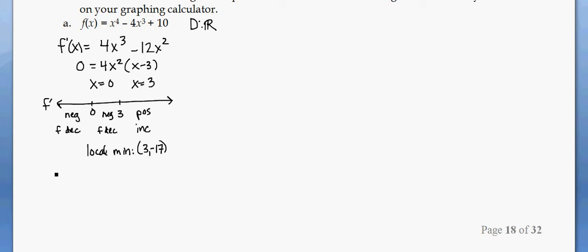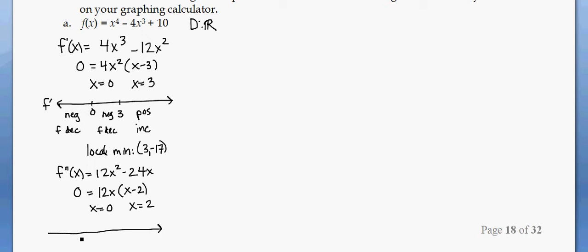Okay, so now we want to do the concavity test, which means we want to find the second derivative. The second derivative here is going to be 12x squared minus 24x. Again, we want to know where the second derivative is either 0 or undefined. This one's again never undefined, so we're just solving for 0. And again, zero product property. We get two values, 0 and 2.